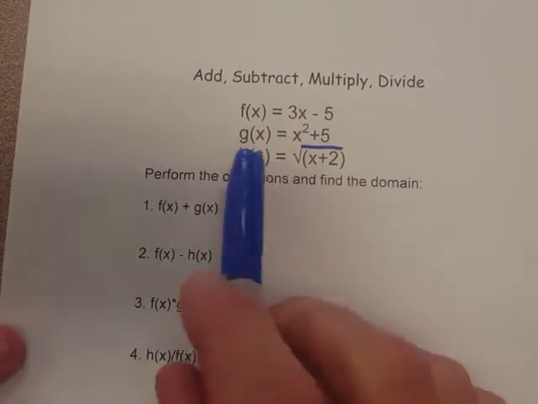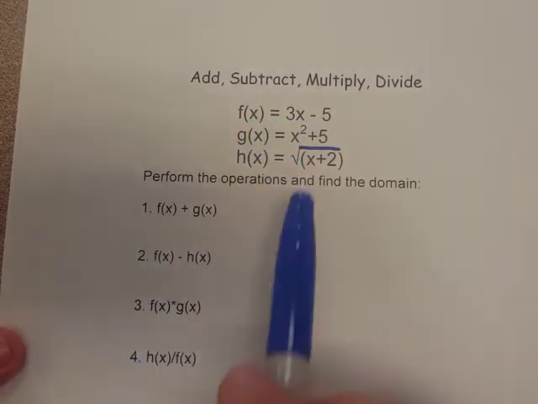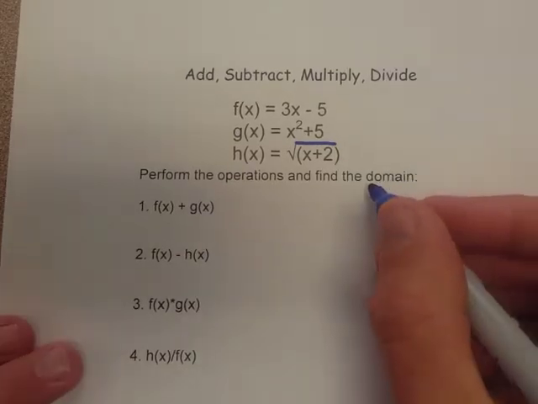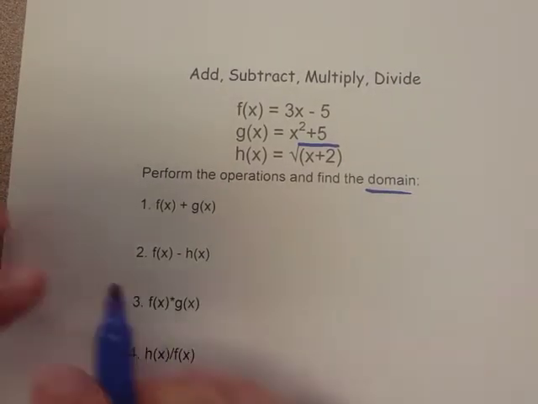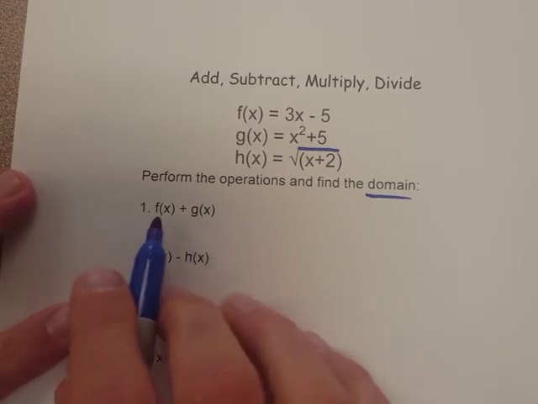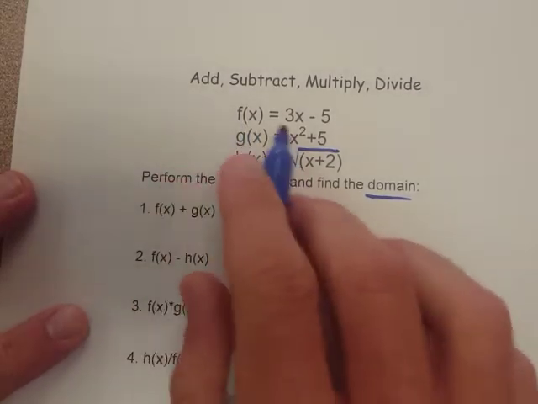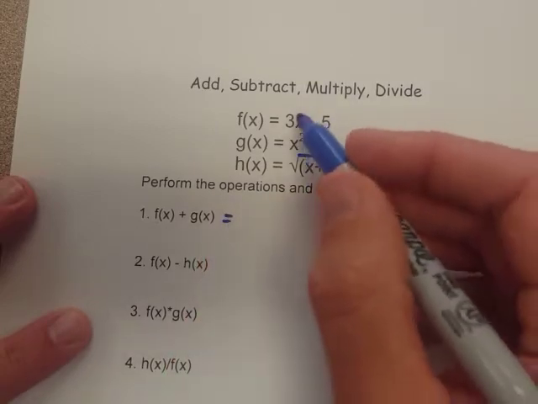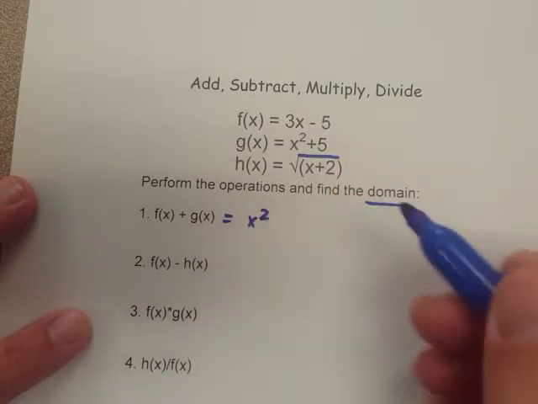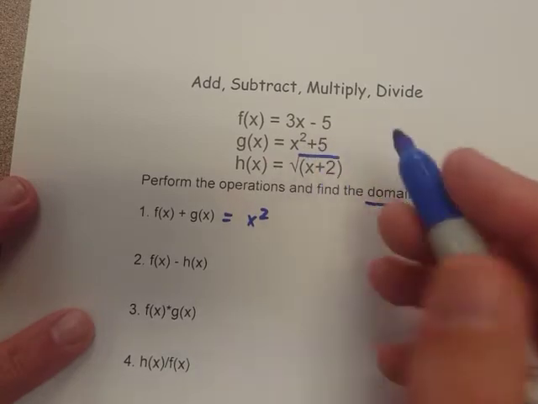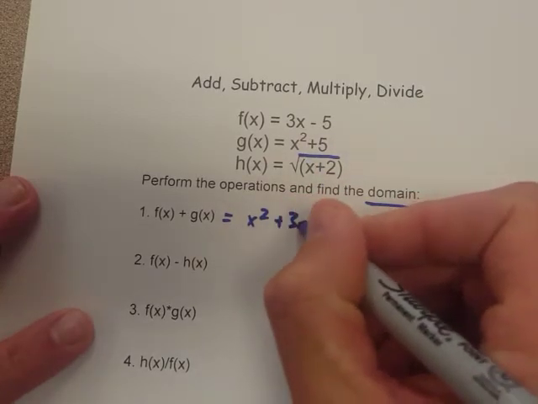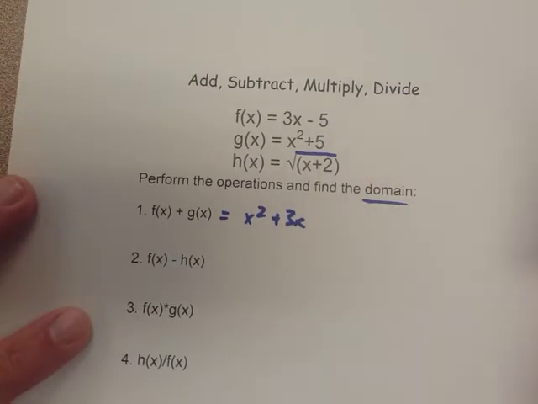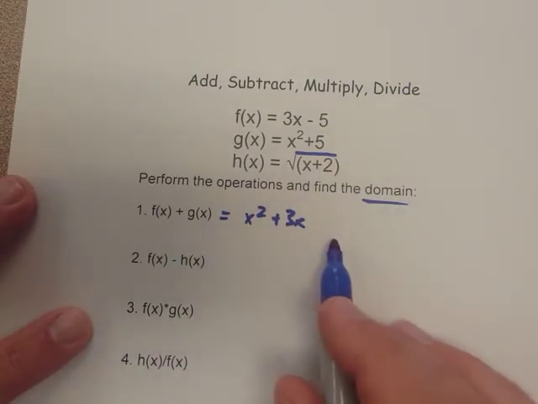So we're going to be adding, subtracting, multiplying these functions together, and then I also want to talk about domain after we get those. So first of all, f of x plus g of x. That's about as simple as it can get, at least in this example. We just combine like terms, and so from these two, it looks like we just have x squared and then plus 3x. Those don't have anything to combine with. Then we got plus 5 minus 5, so that's just 0. So that ends up being our function.